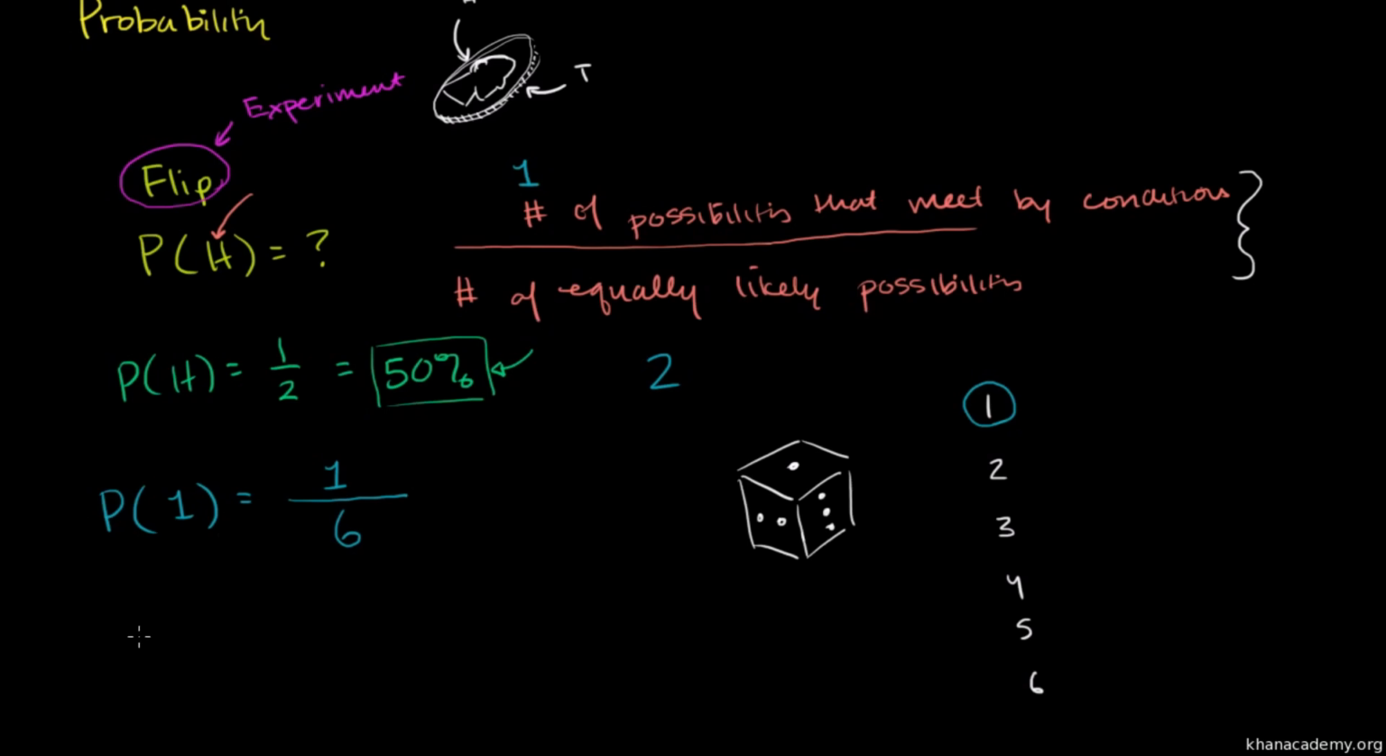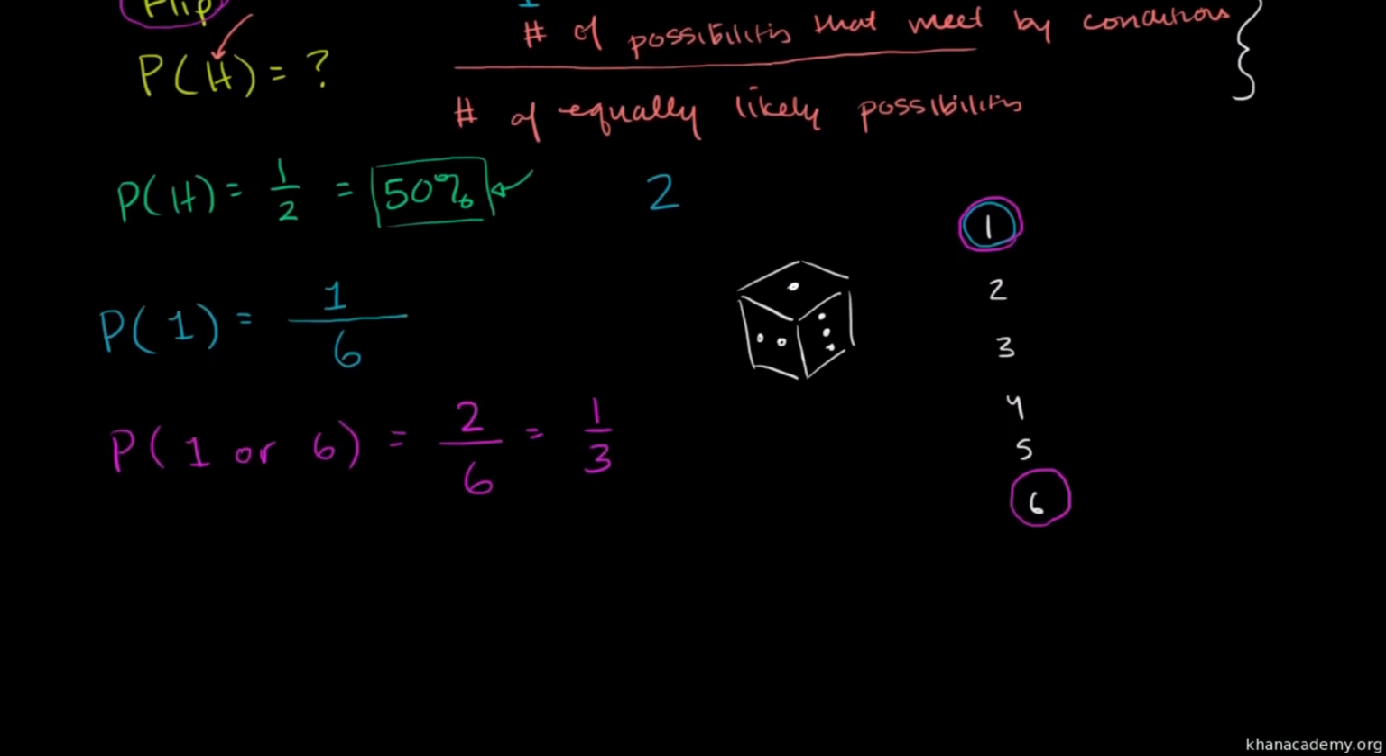What is the probability of rolling a 1 or a 6? Well, once again, there are 6 equally likely possibilities for what I can get. There are now 2 possibilities that meet my conditions. I could roll a 1 or I could roll a 6. So now there are 2 possibilities that meet my constraints, my conditions. There is a 1/3 probability of rolling a 1 or a 6.